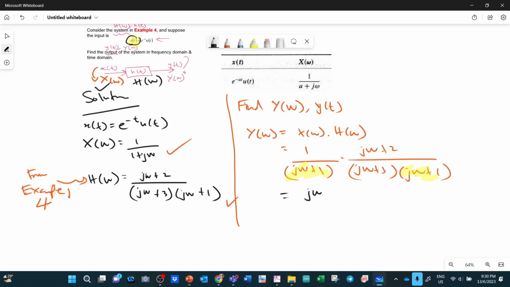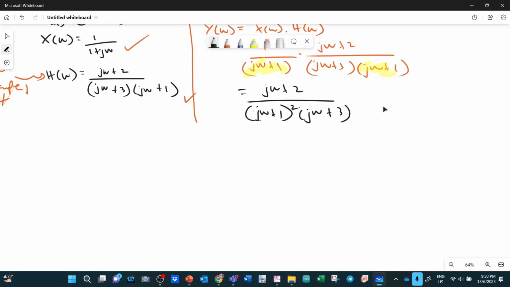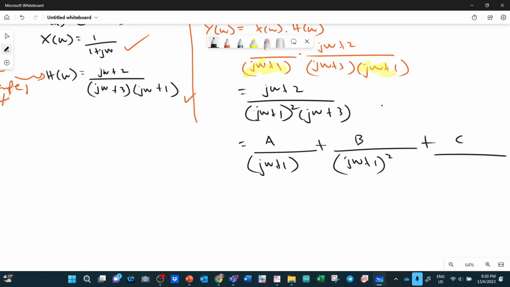So if I write it out again, (jω+2)/((jω+1)²(jω+3)). So how do you find the partial fraction for this? The partial fraction is A over (jω+1), plus B over (jω+1) squared, plus C over (jω+3).